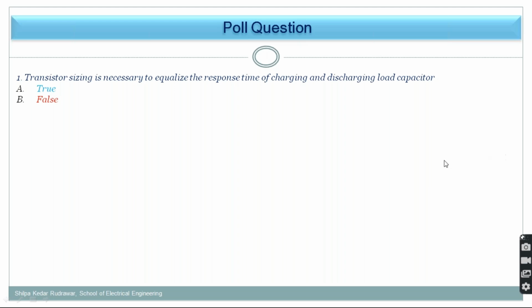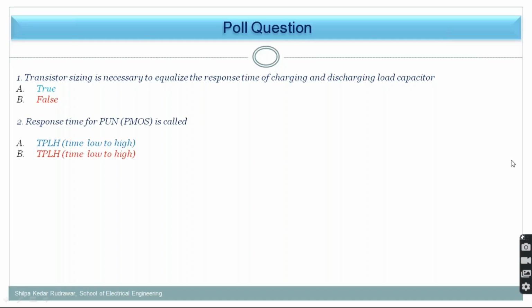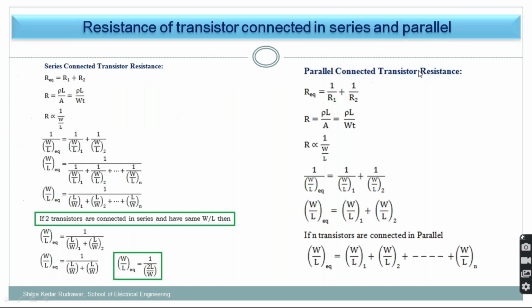So I am launching the second poll question. So I'm stopping this poll. What is the right answer? Capacitor charges. Charges means from low to high, 0 to VDD. So I can say TPLH. This is the right answer. Moving towards the next point.